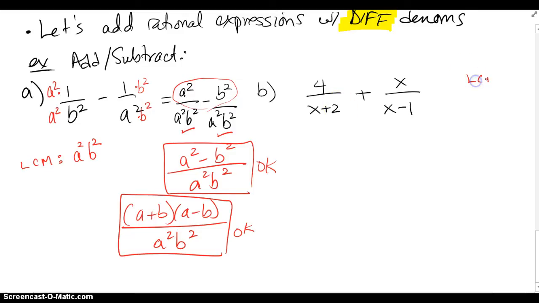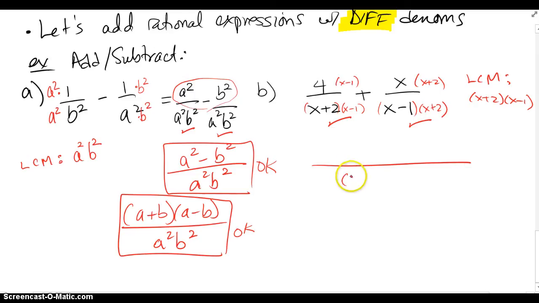Part B, the LCM requires both denominators, so x plus 2, x minus 1, which means the first one is missing an x minus 1. I'm going to put one on top, one in the bottom. And the second one's missing an x plus 2, put one on top, one in the bottom. And by doing that, I've made the denominators look the same. So now I have first denominator that contains what I need, check. Second denominator that contains both things I need, check. And I can write them all over that same denominator. They both contain the same items.